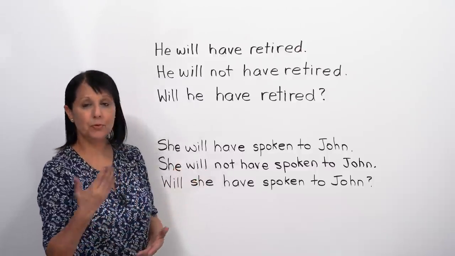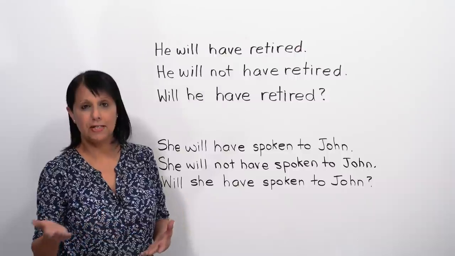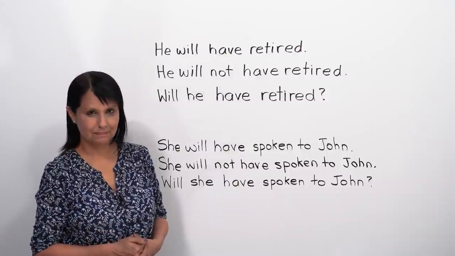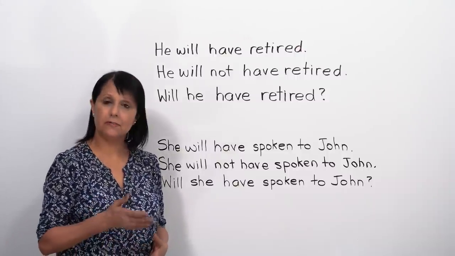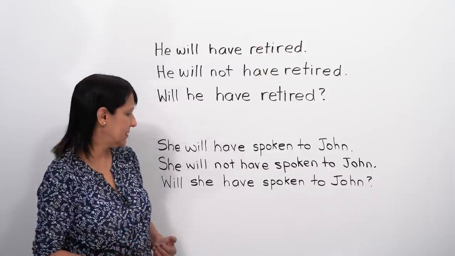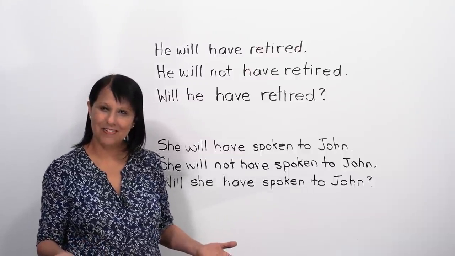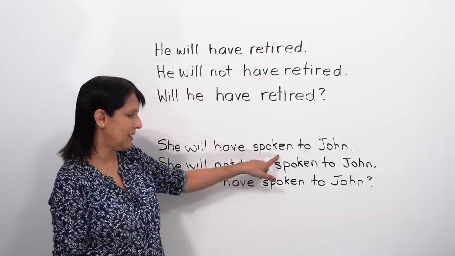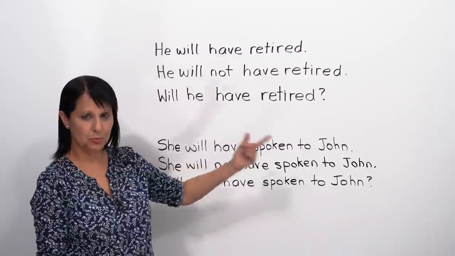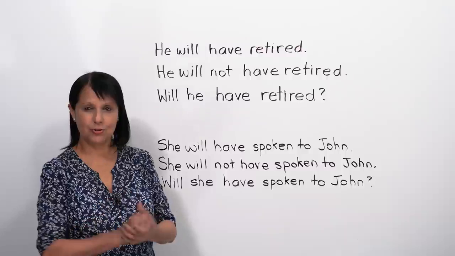Let's take an example with an irregular verb. She will have spoken to John by next week. Or, she will not have spoken to John by next week. Or, will she have spoken to John by next week? All right? Again, here we had the irregular verb speak, which became spoken. So, yes, you have to learn those as you go along.